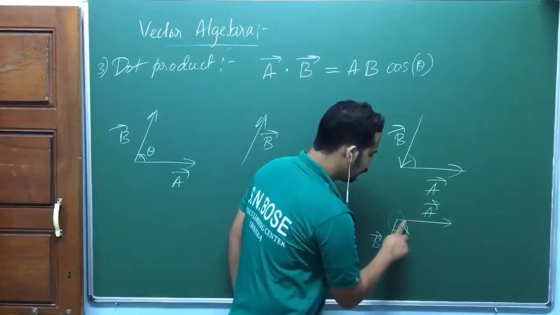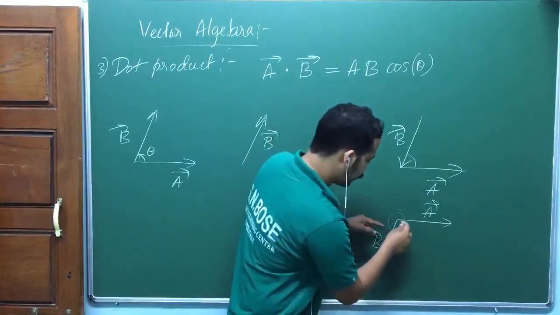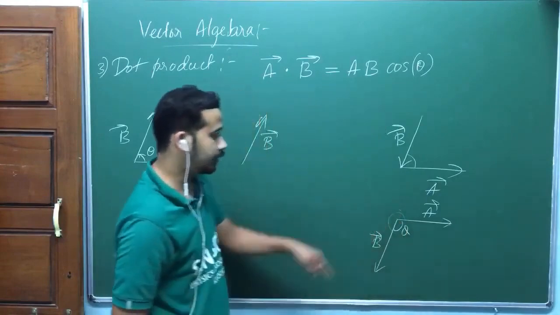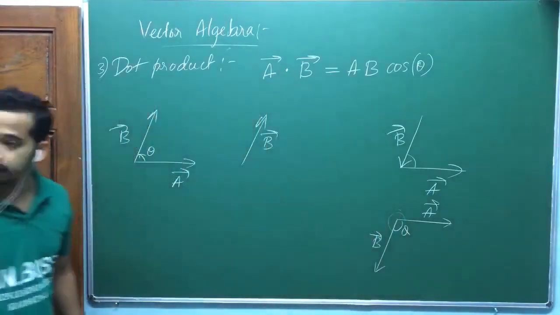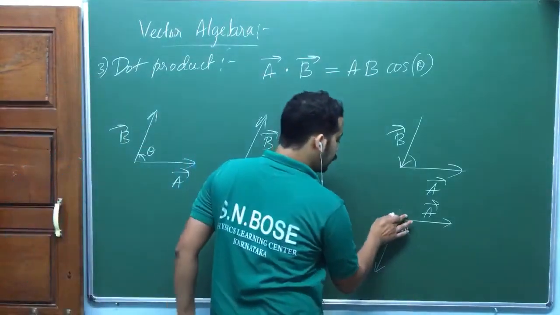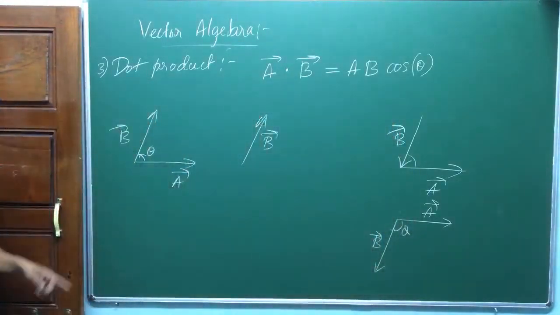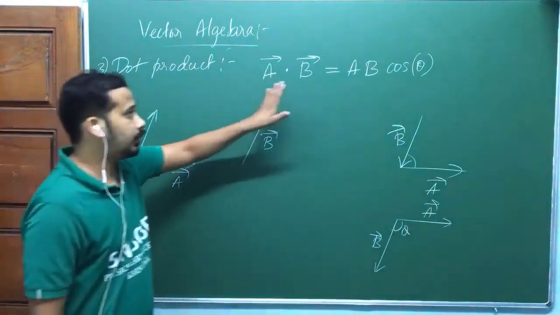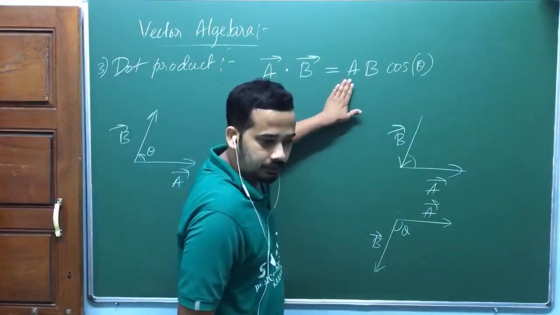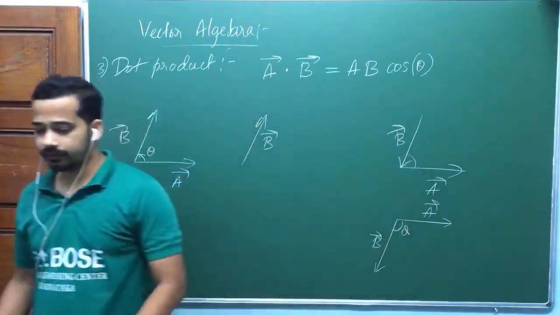Arrow is head, am I right? This is tail, am I right? You have to draw the vectors so that the tails coincide. Then only can you define the angle between the vectors. This theta is the angle between the vectors when the tails coincide. Is that okay? Then you can take a dot product, and that dot product is defined as magnitude A, magnitude B into cos of the angle between them.